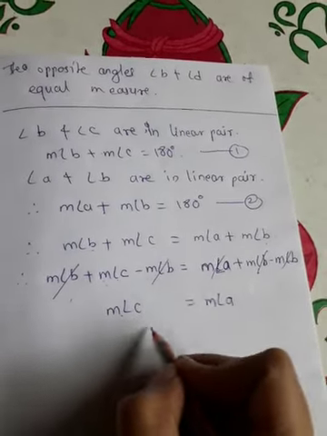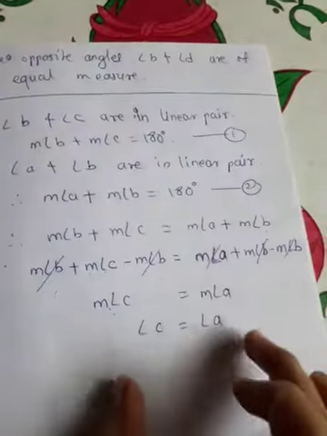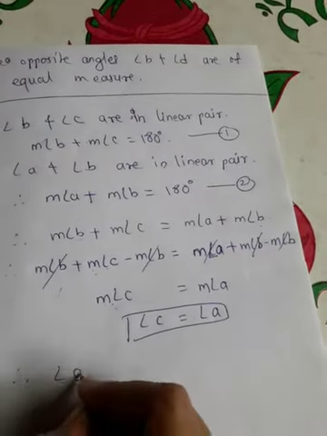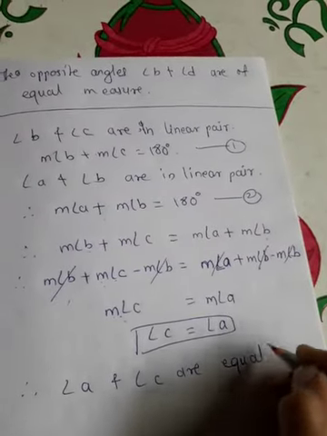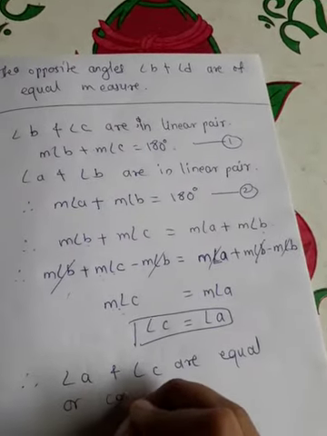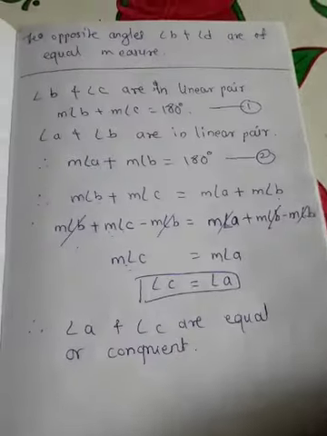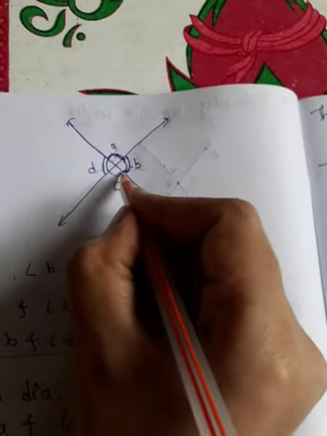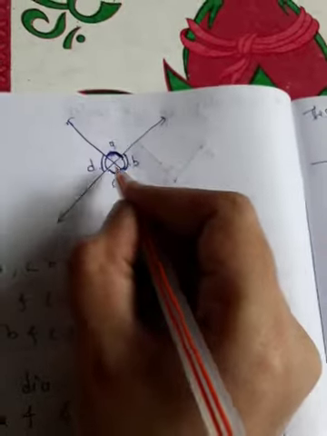Measures of these two angles are equal, means what? Angle C is equal to angle A. So again we got information that angle C is equal to angle A, means angle A and angle C are equal, or angle A and angle C are congruent. Here we see that angle A and angle C are equal, or are of equal measure, or congruent.